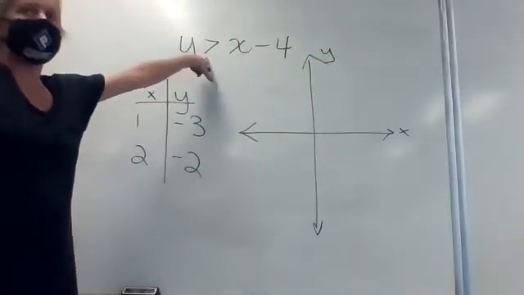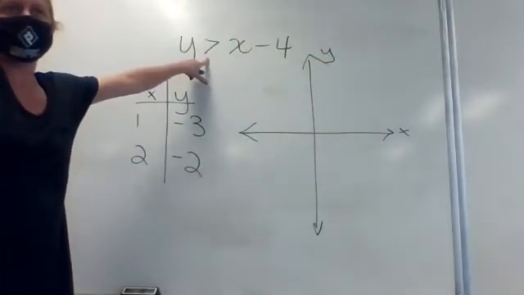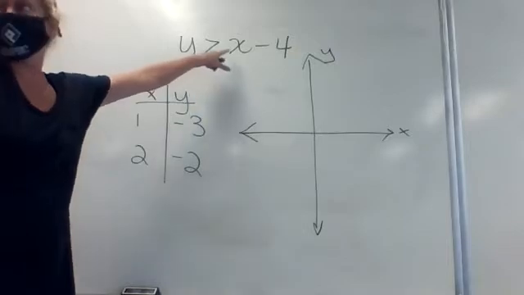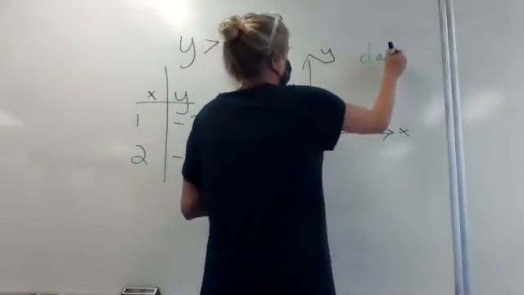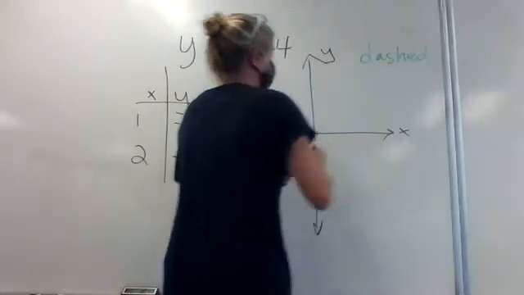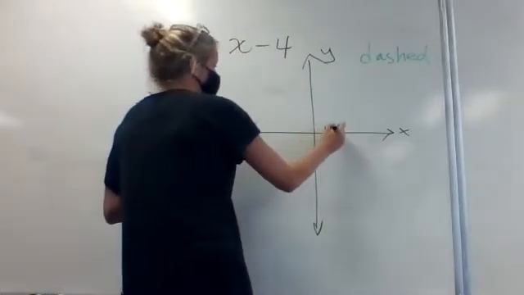So first of all, is this going to be a solid or a dashed line? This is going to be dashed, right? Because it doesn't have the equal to bar. So I know it's going to be dashed. Let's plot these 2 points.